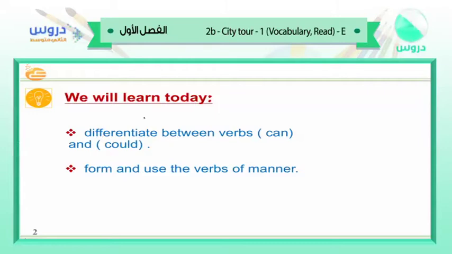Okay, what we are going to learn today. First, we are going to differentiate between the verbs can and could. Then, learn how to form and use the verbs of manner.